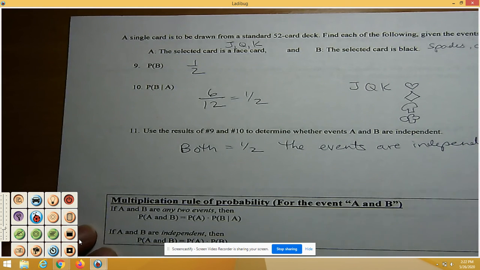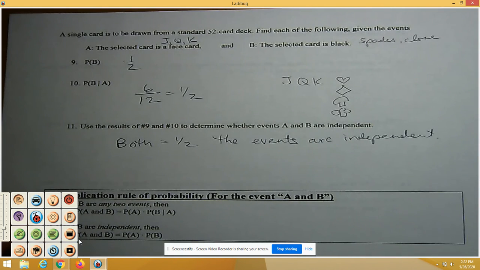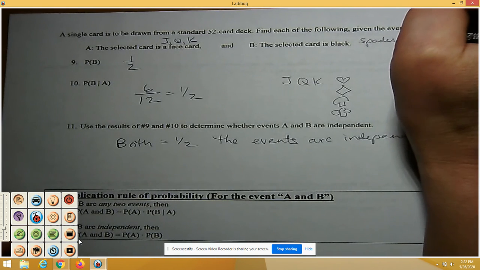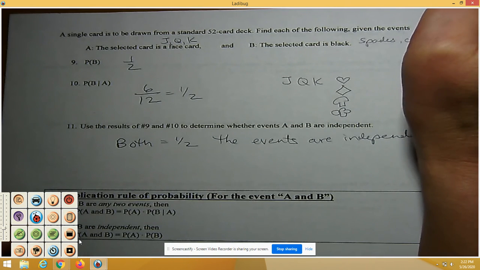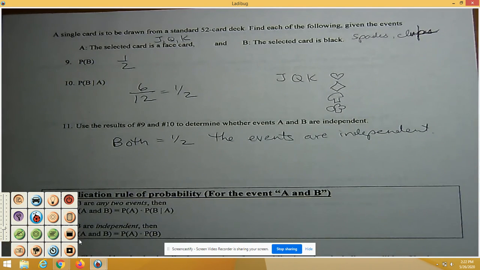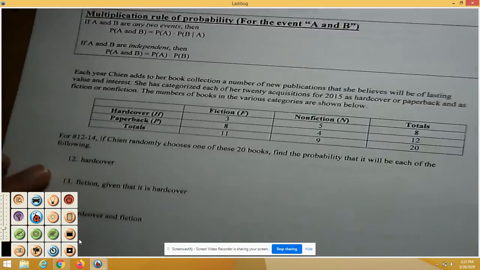So I really want to do this with a two-way table because that's supposed to say clubs. Clubs. Yikes. Okay. Thanks to my neighbor for mowing and distracting me.